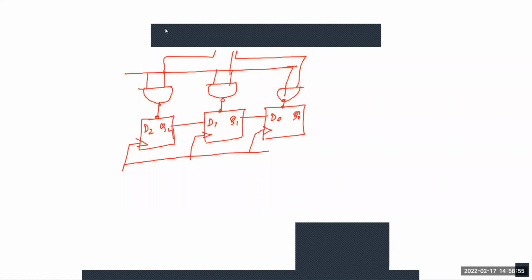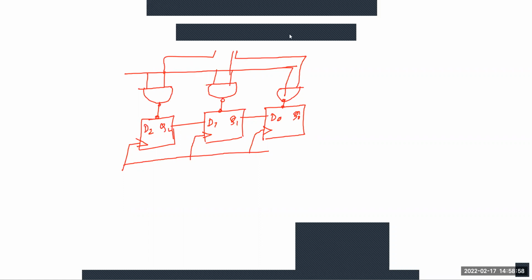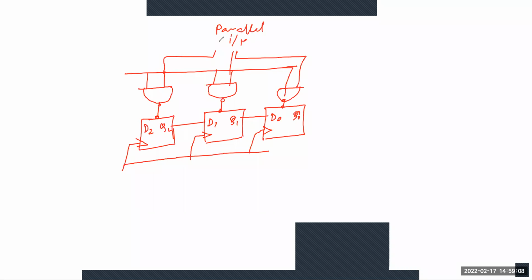Okay, so just wait. This is the parallel input, and this is the preset enable, and this is the serial out. Okay, so this shift register is called the parallel in serial out shift register.